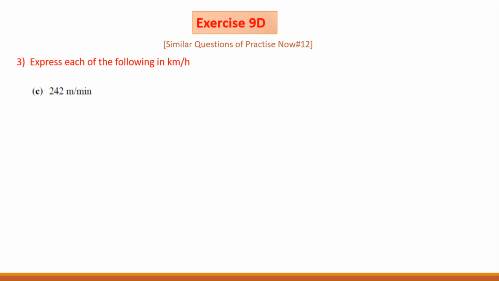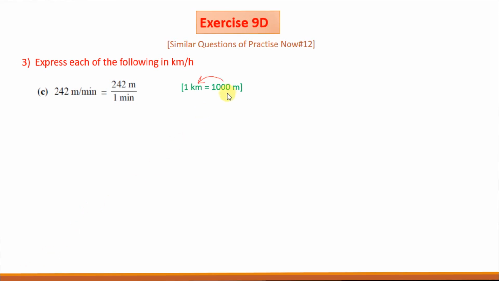242 meter per minute. We write it in fraction. 242 meter divided by 1 minute, and remember we have to change these units into kilometer per hour. So that means we have to change the meters into kilometers, and we have to change the minute into hours. We know that in 1 kilometer there are 1000 meters. So when we go from meter to kilometer, from smaller to bigger unit, we will divide.